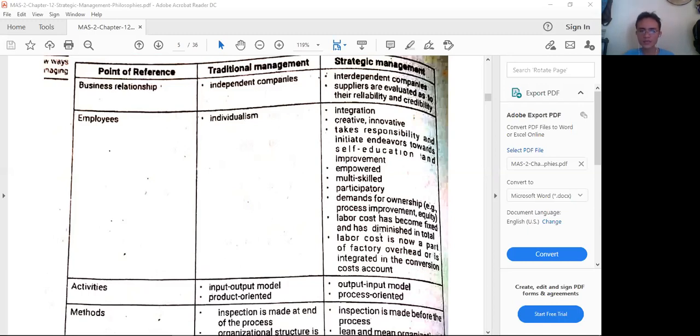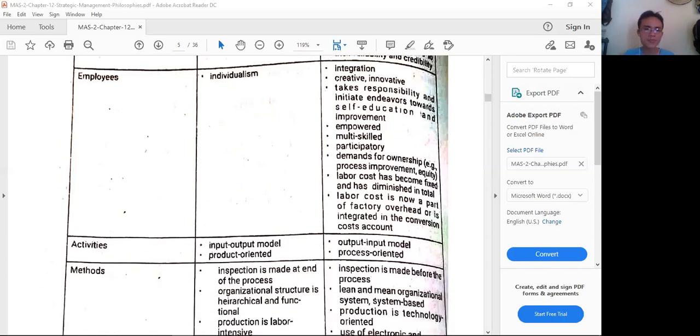Yeah, that's true. Unless there would be some increases in salary, and it's now part of factory overhead, or is integrated in the conversion cost. I thought that's true. Factory overhead now, especially in today's world, strategic management probably would focus more on the machines, right? So the machines costs are very costly, but the labor cost, like support now of the machines, would be part of the factory overhead. So can you just imagine the movement from the traditional to strategic? Then it is integrated in the conversion cost account. Of course, conversion cost is direct labor plus factory overhead.